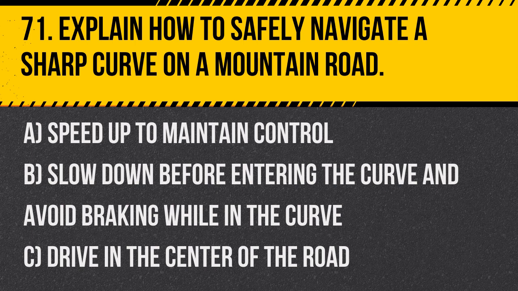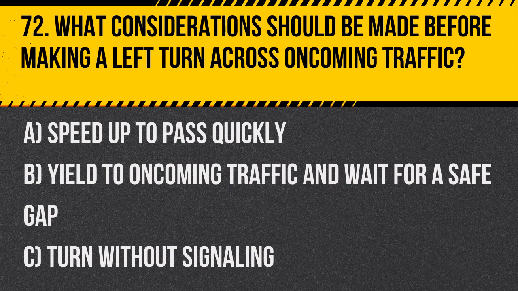Question 71. Explain how to safely navigate a sharp curve on a mountain road. A. Speed up to maintain control. B. Slow down before entering the curve and avoid braking while in the curve. C. Drive in the center of the road. Answer: B. Slow down before entering the curve and avoid braking while in the curve. This helps maintain control.